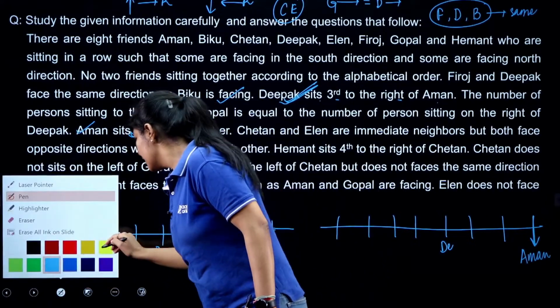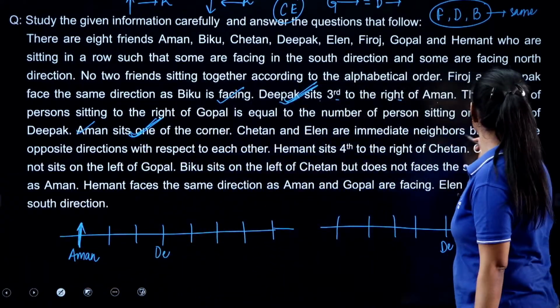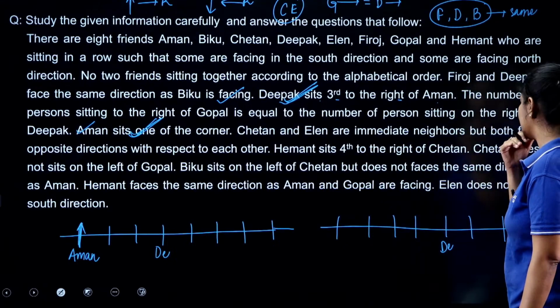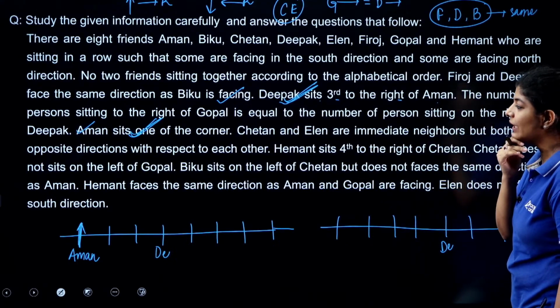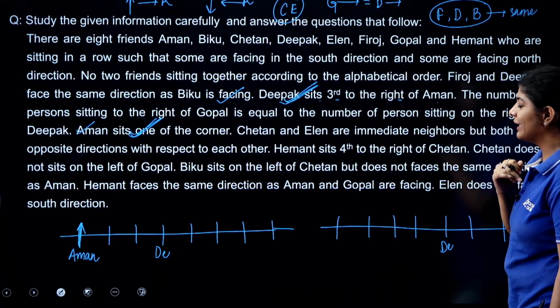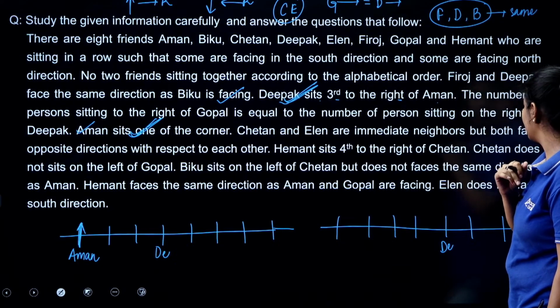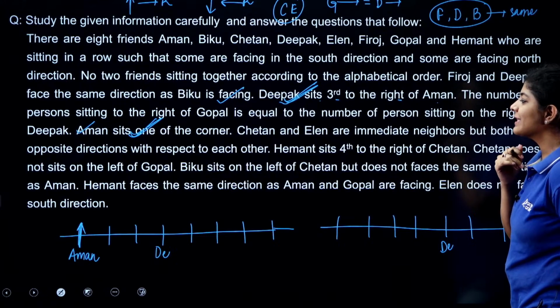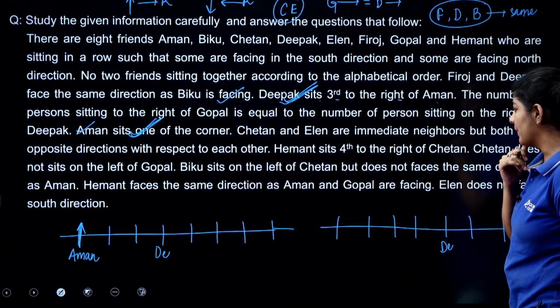Okay, the next one. Fourth to the right of Chetan. Chetan does not sit to the left of Gopal. Biku sits on the left of Chetan but does not face the same direction. We need something common. Hemant faces the same direction as Aman and Gopal.